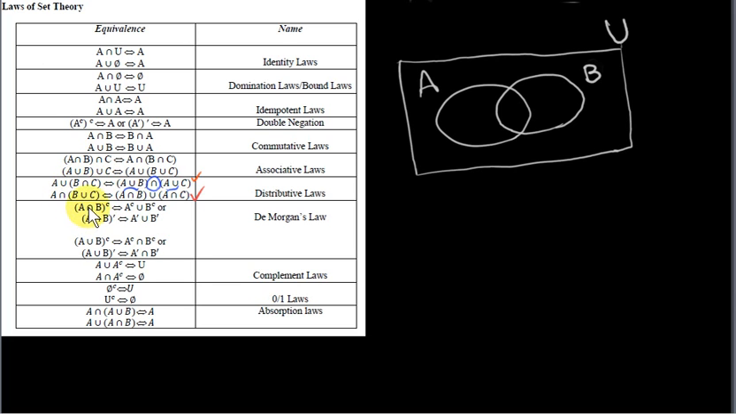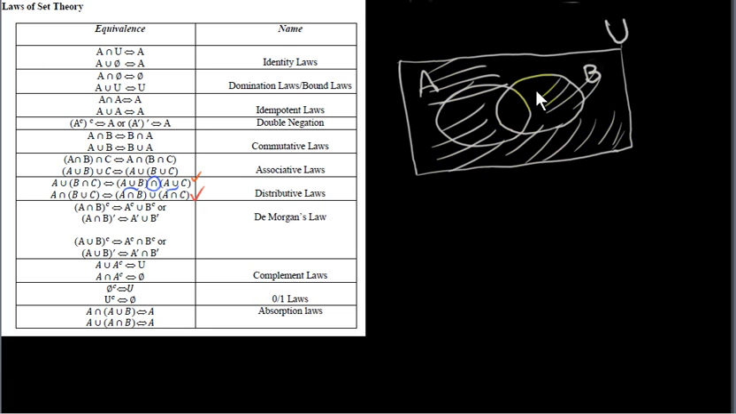Let's look at the first of De Morgan's laws. A intersecting B complement is equivalent to A complement union with B complement. A intersecting B is this region here. The complement of this region is everything outside of this region. So the complement would be this region here. Everything outside the intersection of A and B.